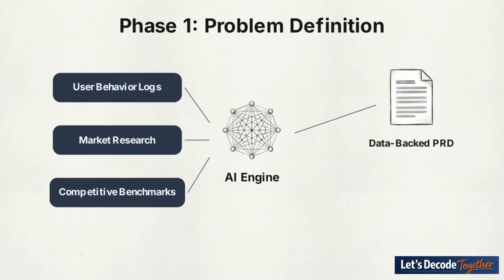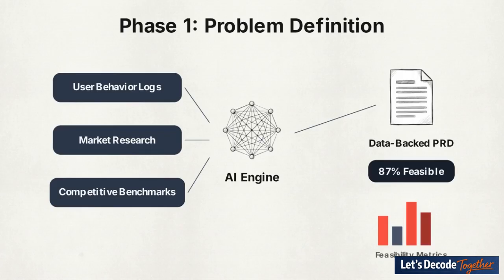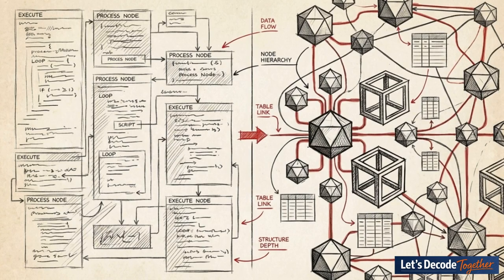AI ingests massive user logs and competitive benchmarks to spot patterns in user friction. The output is a product requirement document embedded with feasibility scores, ensuring the scope is grounded in data before engineering begins. Phase 2 is data architecture.